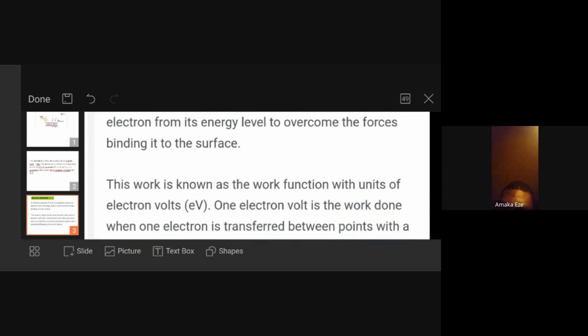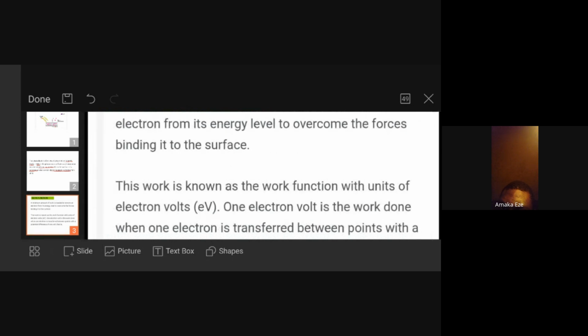So anytime you hear work function in physics or in this topic, just consider the energy that makes those electrons be ejected, the energy that pulls those electrons, that makes them move from the surface, that makes them ejected from the metal surface. That is what is called work function. So you can see I put down here that this is known as work function. And of course, the unit can be in electron volts.